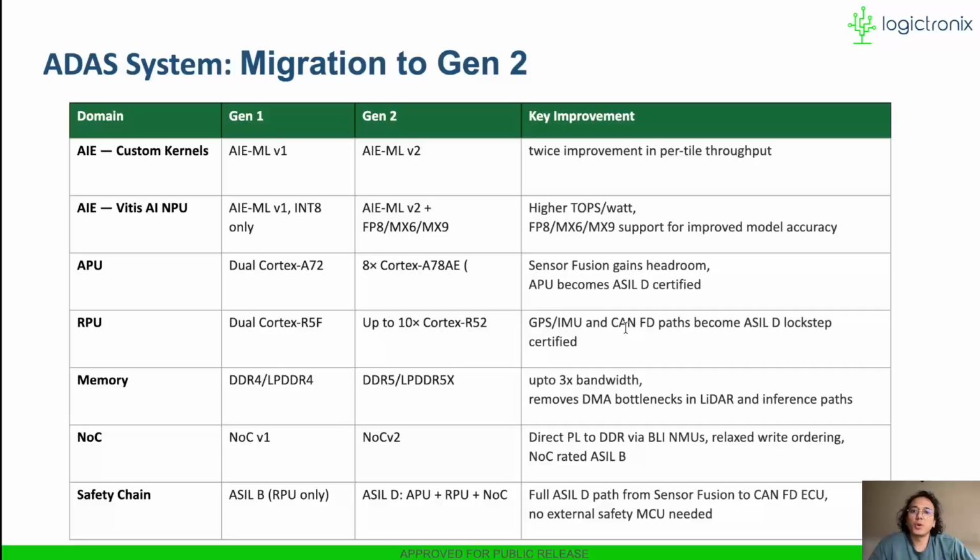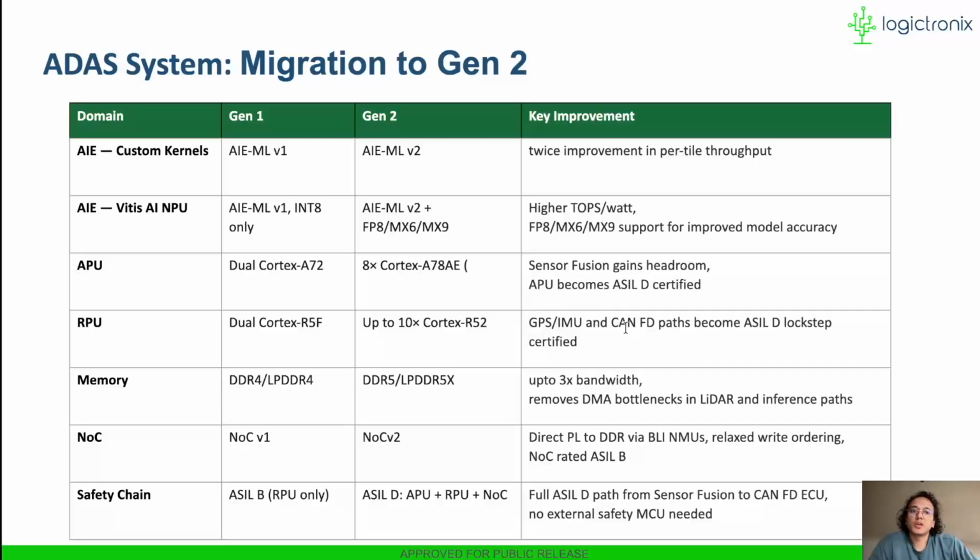which doubles the per tile throughput. So for example, let's say some of our kernels required 20 AI tiles to get a certain amount of performance. In the Gen 2, we're going to get the same amount of performance with a reduced number of AI engine tiles. Let's say around 14 to 15 tiles will be sufficient for that previous kernel. Also, the newer MX6 and MX9 data types will be more efficient.